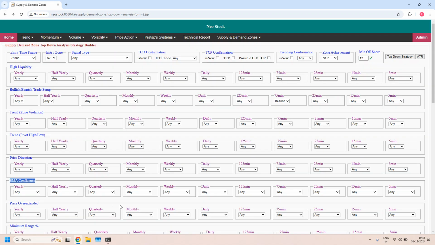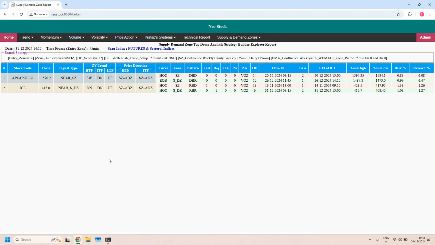In the EMA confluence, at weekly time frame, I am setting the filter weekly supply zone having weekly EMA confluence. Both stocks are filtered, but ignore the first one. Second one only we need to consider. It is downtrend. First one is sideways trend. EMA confluence does not add any extra advantage.